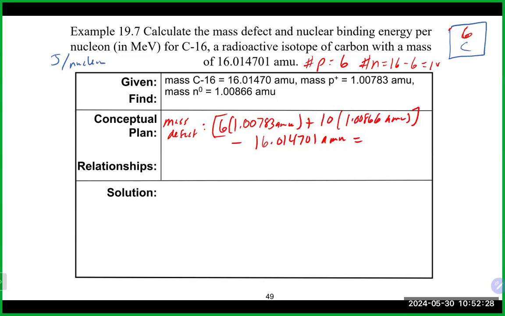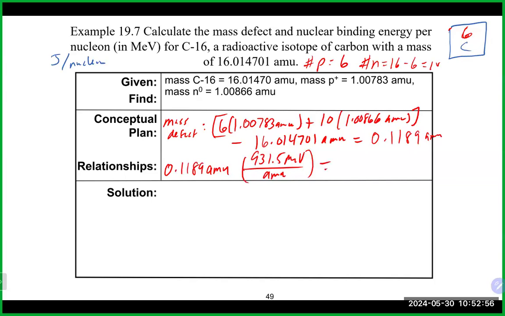10 times 1.00866, minus 16.014701, is going to give us a mass defect of 0.1189. Since we're looking for mega electron volts, we might as well use the conversion factor, which is 931.5 mega electron volts per AMU.